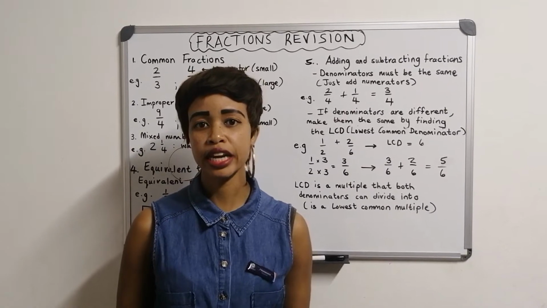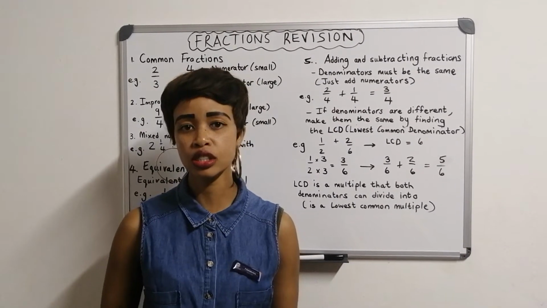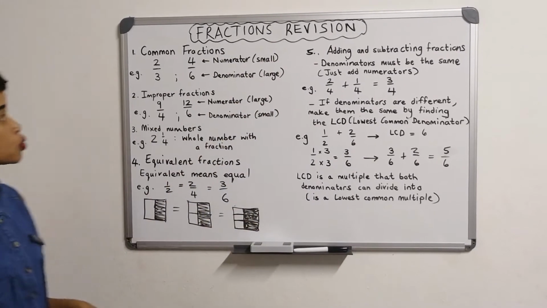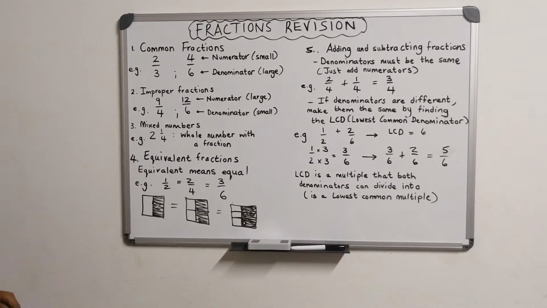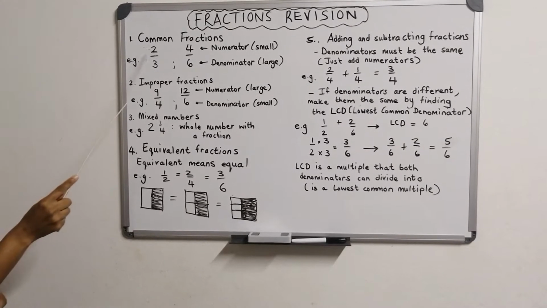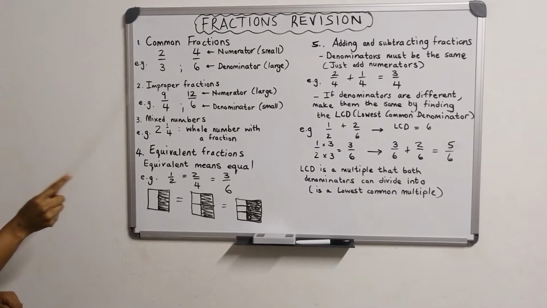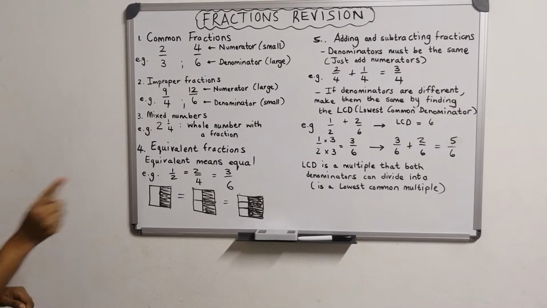So today's lesson is a revision lesson of fractions, so everything that you've learned about fractions so far. We'll start with common fractions. Common fractions are fractions that have a small numerator and a large denominator. For example, 2 over 3 and 4 over 6.